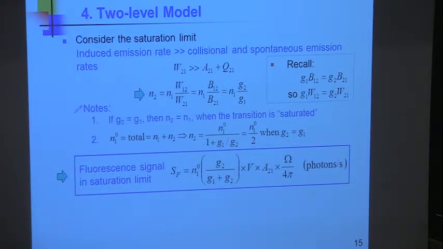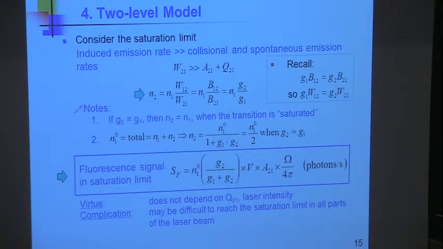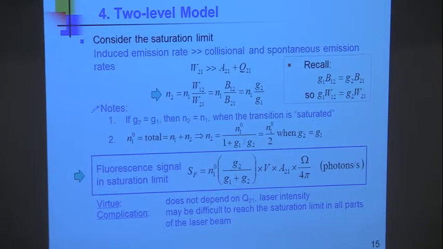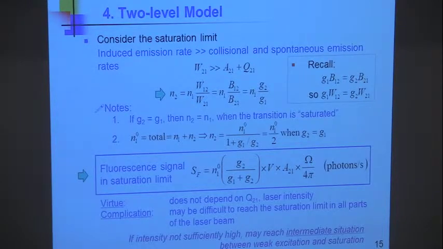It's just that it's hard to accomplish in the laboratory. The virtue is it no longer depends upon Q or the laser intensity, as long as the intensity is high enough. The problem is it may be difficult to do in all parts of the laser beam. If you imagine a Gaussian distribution of this laser beam, there are weak sides at which you're not saturating. So as a concept, it's got a lot of potential. The question is, can you achieve it in the laboratory?